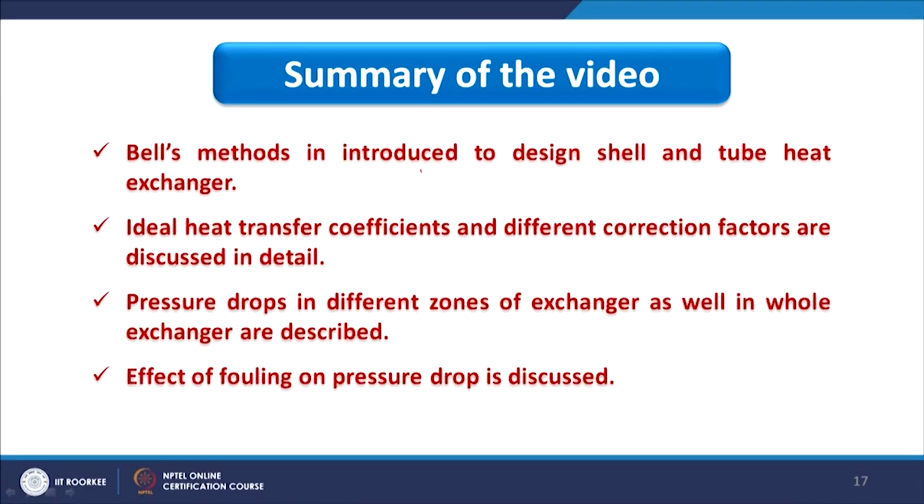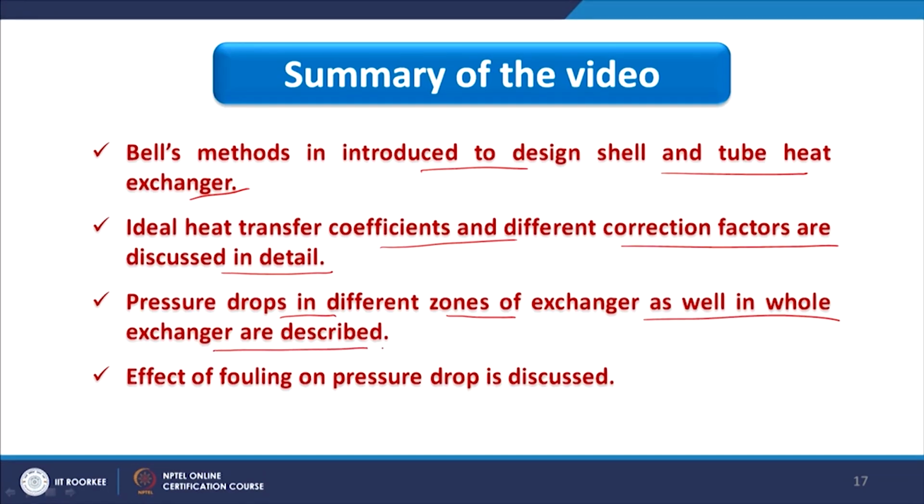So, the summary goes as: Bell's method is introduced to design shell and tube heat exchangers. Ideal heat transfer coefficient and different correction factors are discussed in detail. We have also discussed pressure drops in different zones of the exchanger as well as in the whole exchanger, right. And lastly, we have discussed the effect of fouling on pressure drop.